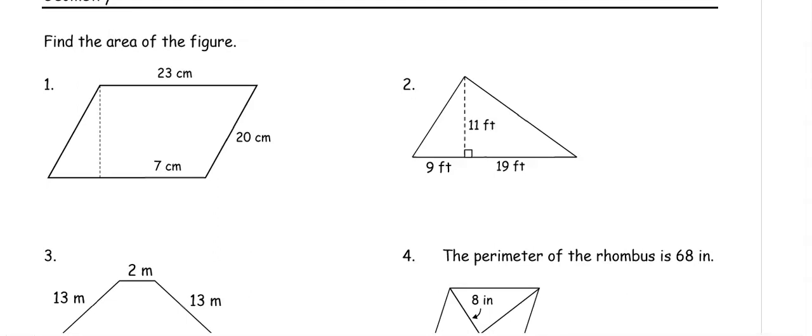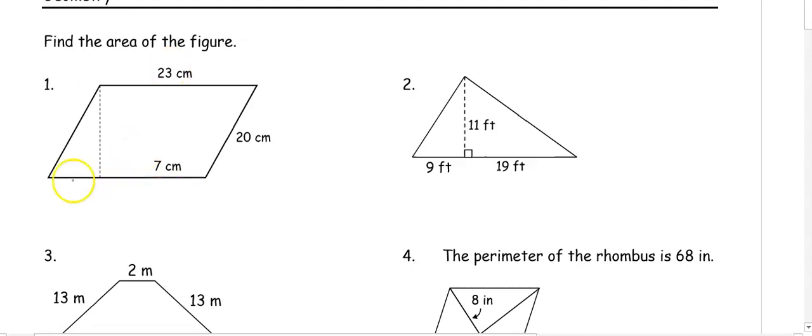This video is to review area of two-dimensional figures for the quiz. So we want to find the area of each figure. So in number one, we know one of the sides is 20, one of the sides is 23, and this part between the dotted line and the vertex is 7.